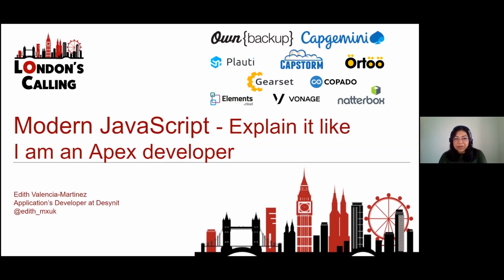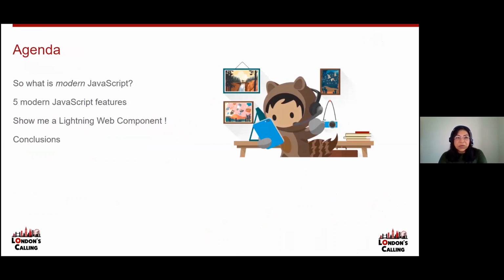And that's why I thought about this presentation to share my experience a little bit and some of the features of modern JavaScript, hoping that this will help you in your transition. So what we are going to see today is what is modern JavaScript. I have chosen 5 features of modern JavaScript to show you, and this is mainly because once we know them, you will be able to read a JavaScript component in a Lightning Web component. And then at the end, some conclusions.